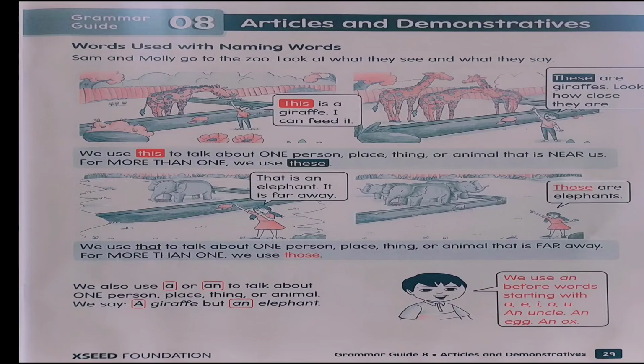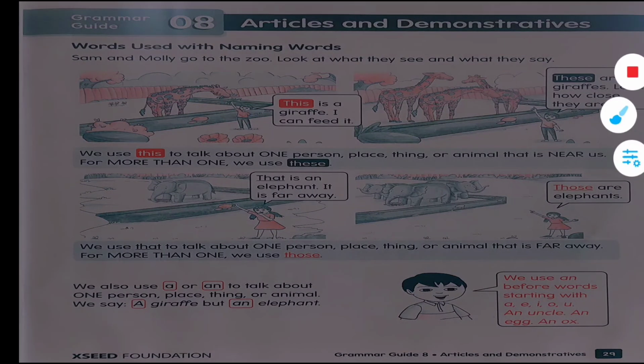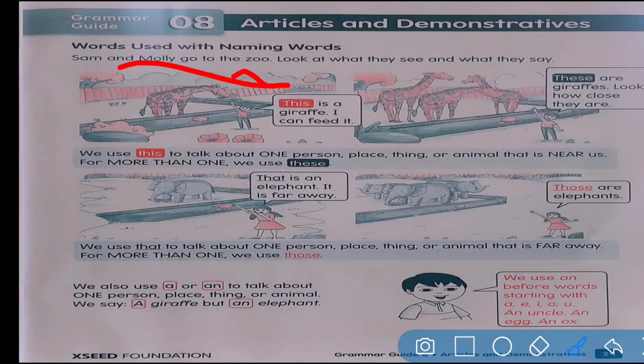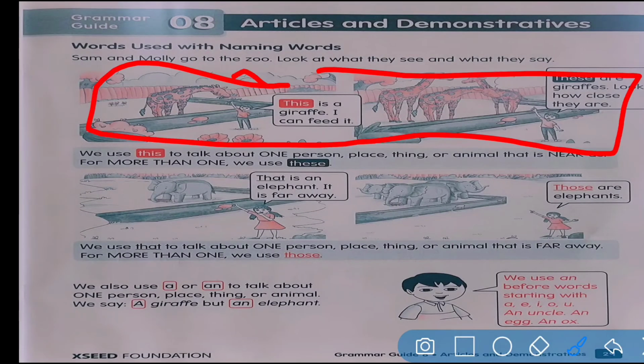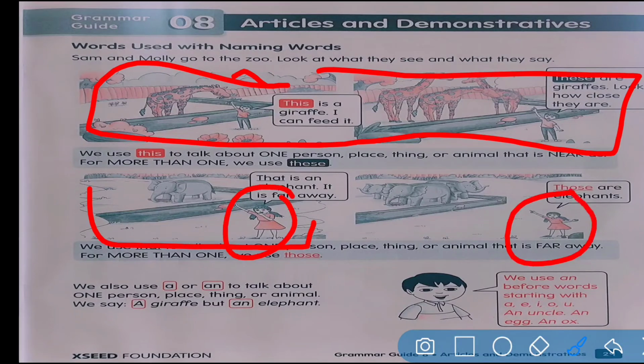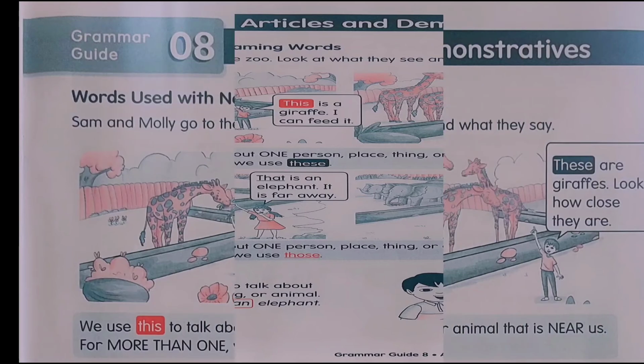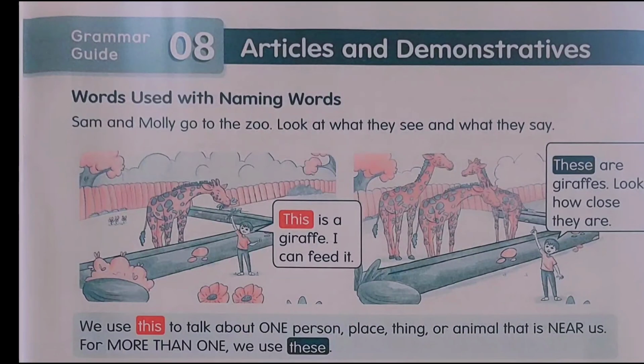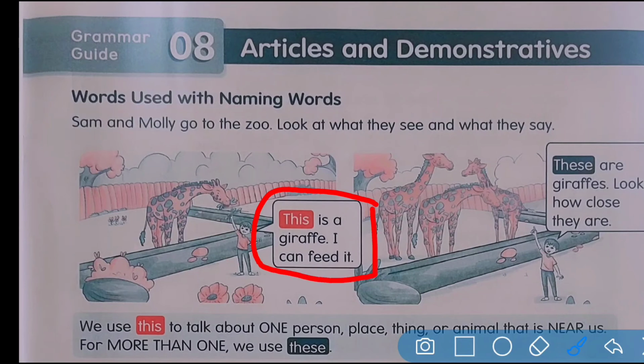Now I want you to look at this picture. Here in this picture, we have Sam and Molly. Here is Sam, and in this picture down below, we have Molly. Now first let us look at Sam and we will listen carefully to what Sam says here. Sam is at the zoo and look what he says. This is a giraffe. I can feed it.